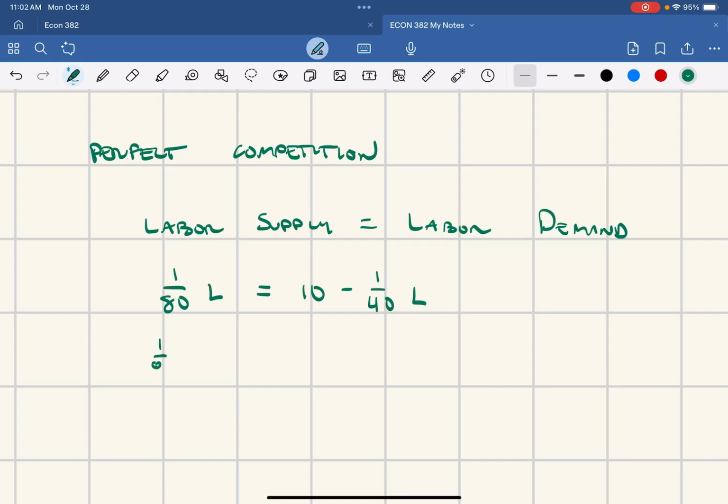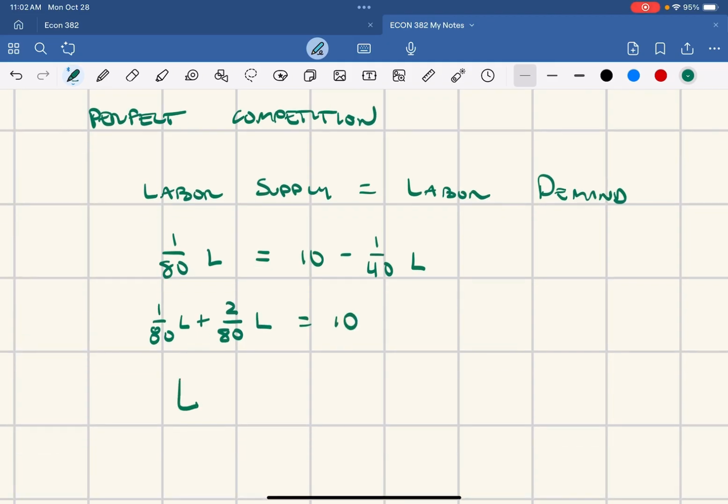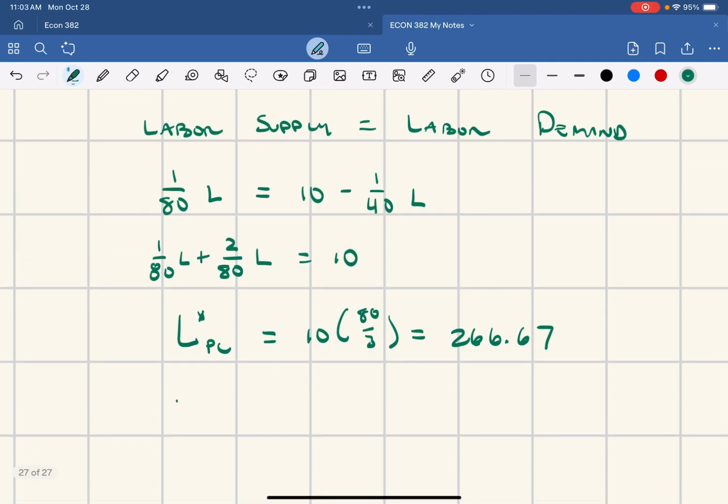And now we're going to solve for L. So we get 1 over 80 L plus 2 over 80 L equals 10. I'm just converting the 1 over 40 to the same denominator. Therefore, L star for perfect competition is 10 times 80 over 3, which is equal to 266.67. So that's the labor they hire in perfect competition.